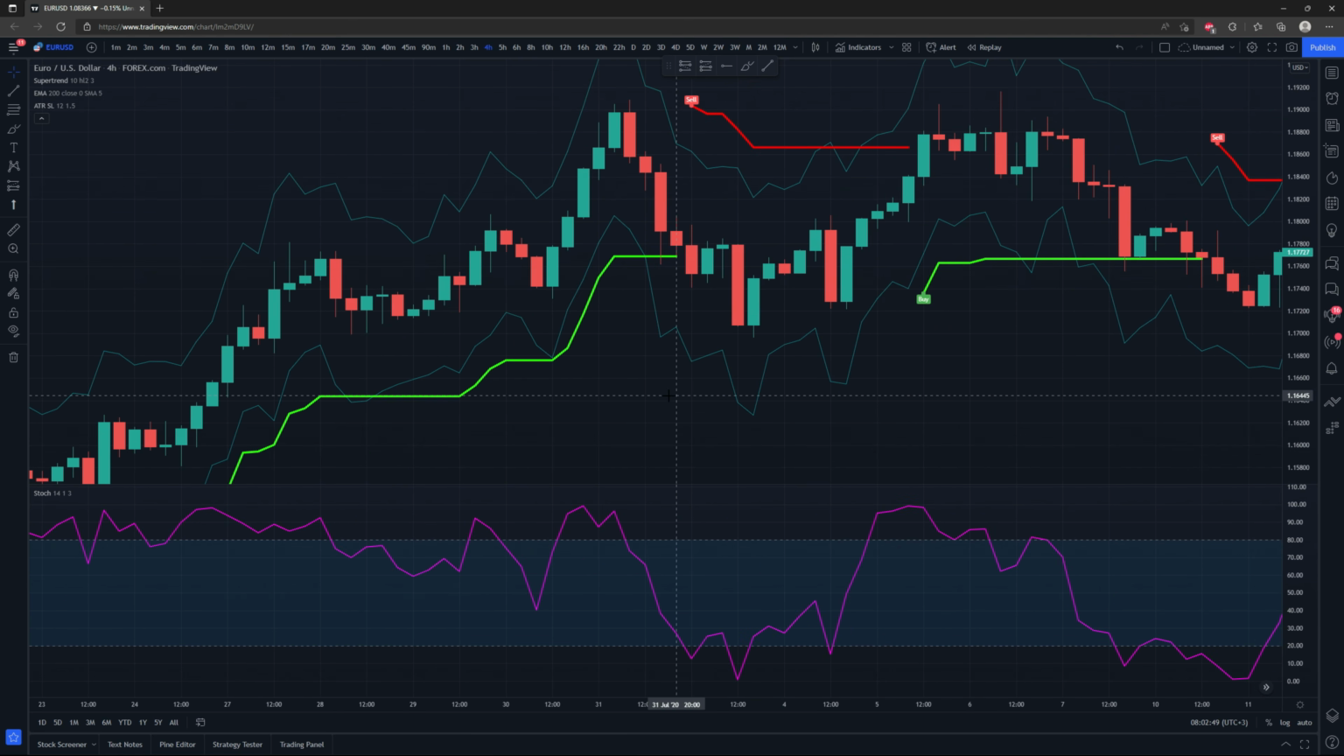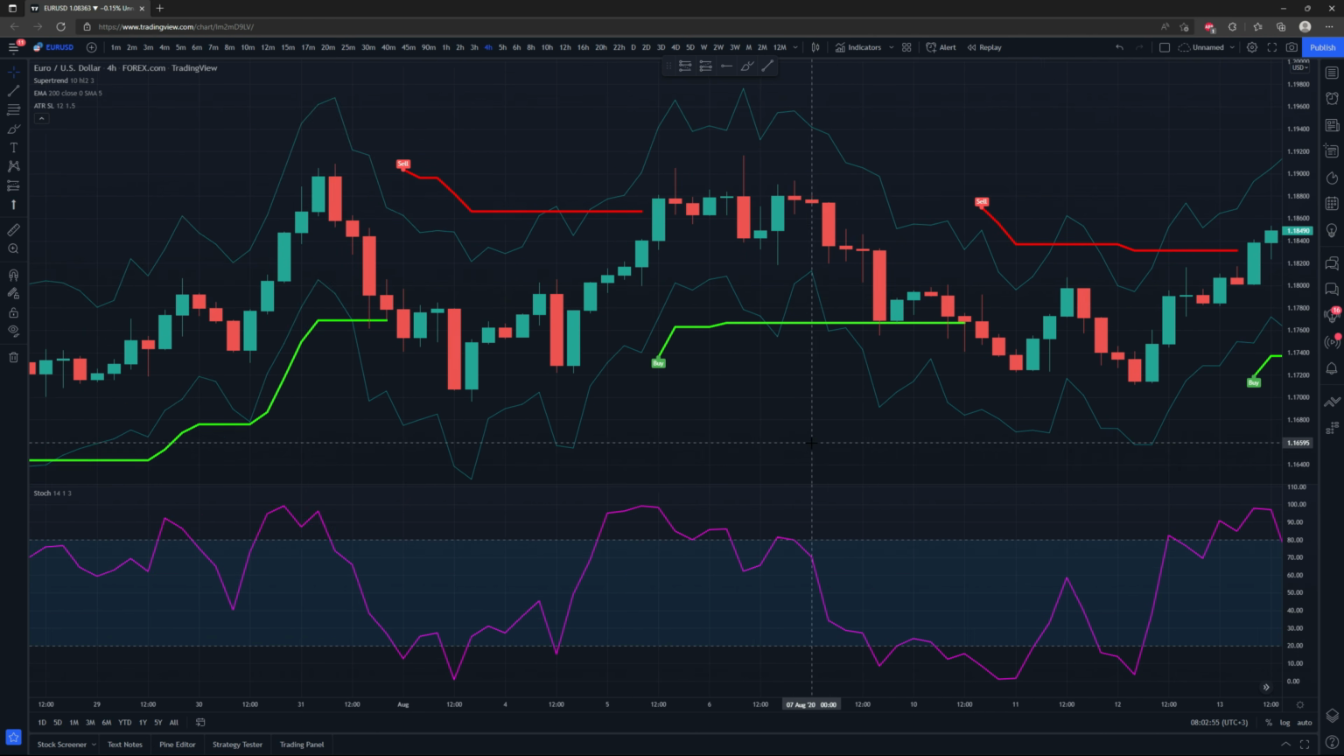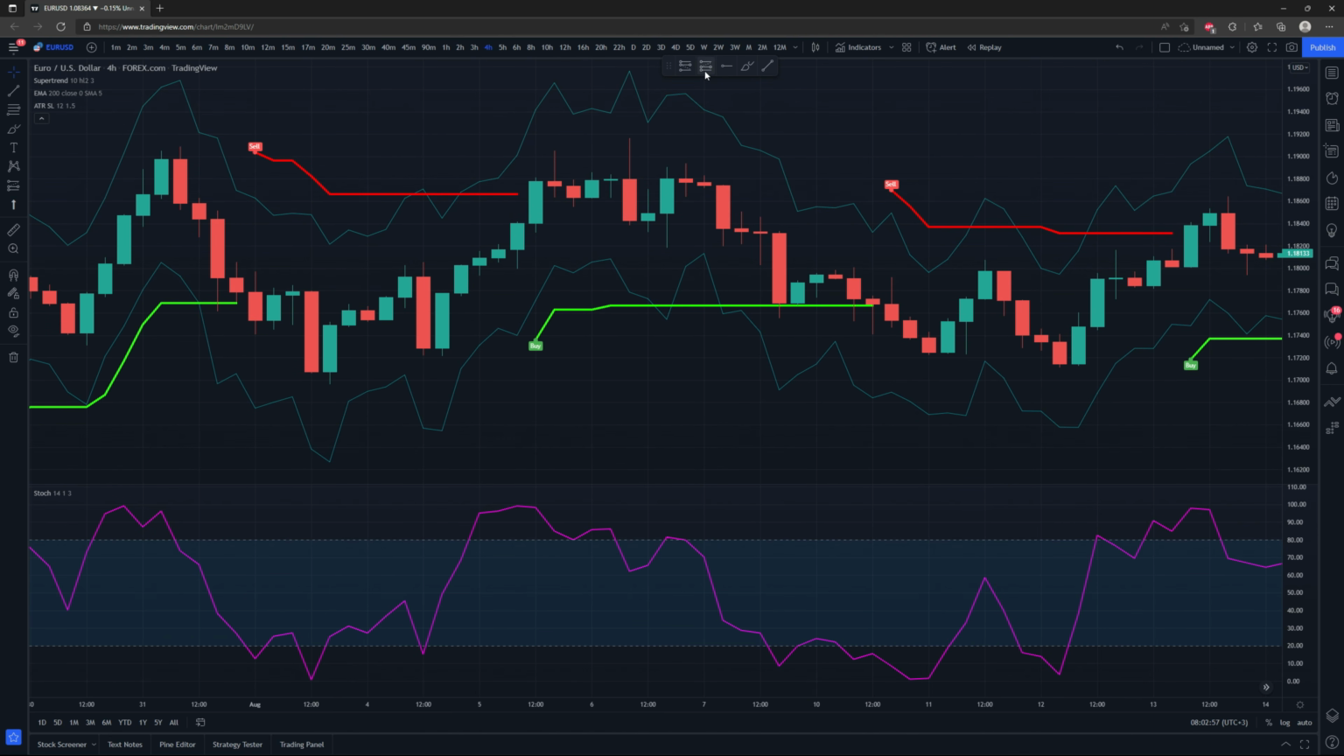So we see Stochastic K go oversold here, but there's no entry because the super trend flipped red. So no long entry here. We have to wait for the super trend to be green again. We see that happen here, and we see the Stochastic K close below the 20 level. So that's a long entry on this candle.